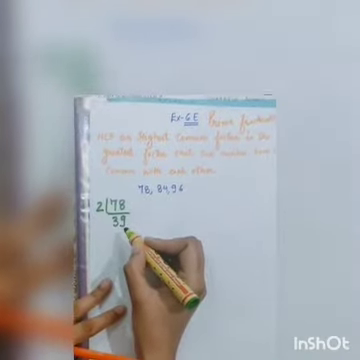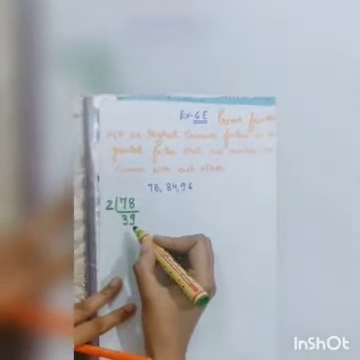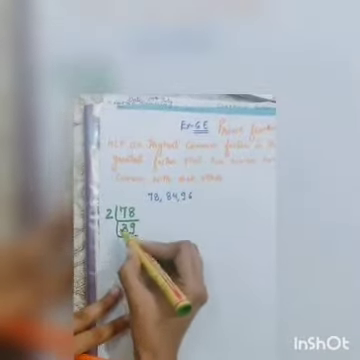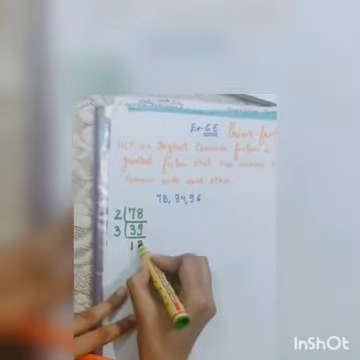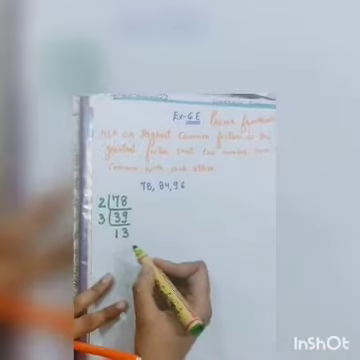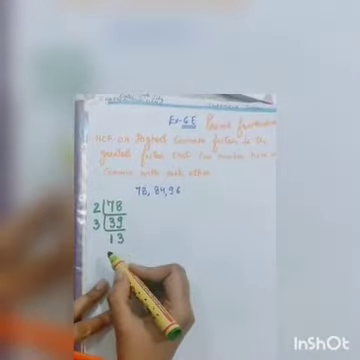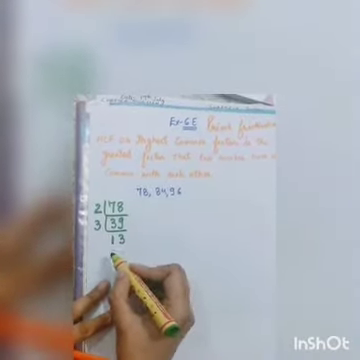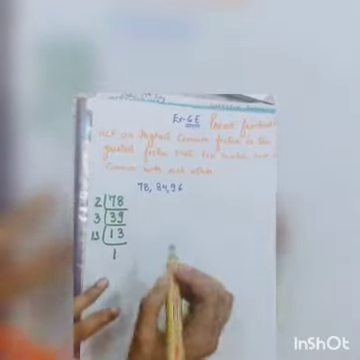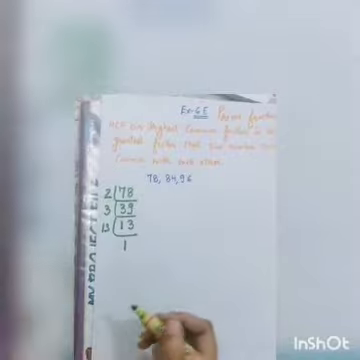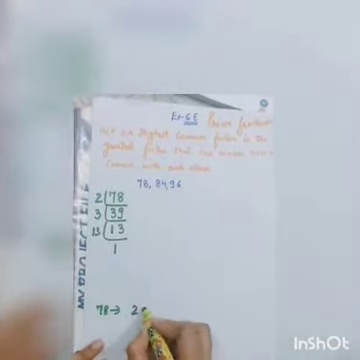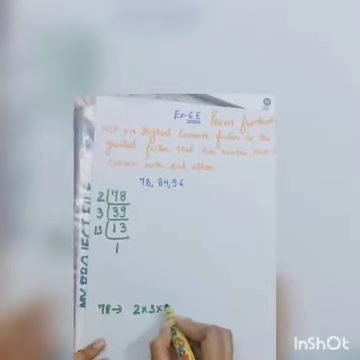No. I will check the next prime factor, which is 3. So I will take 3. 3 1s are 3, 3 3s are 9. It gives me 13. 13 is a prime number. It is divisible by 1 and itself. So 13 1s are 13. We get 1 and stop here. So we get the prime factors of 78: 2 multiply 3 multiply 13.